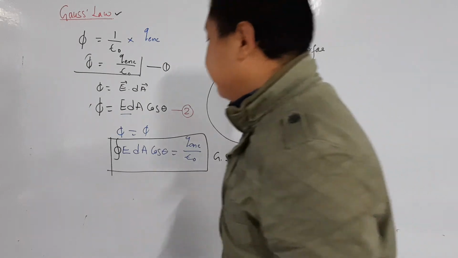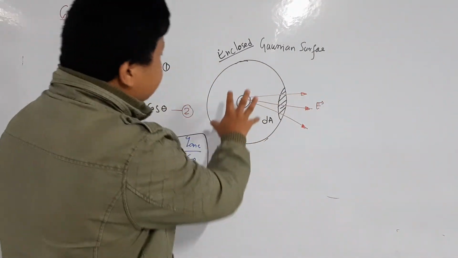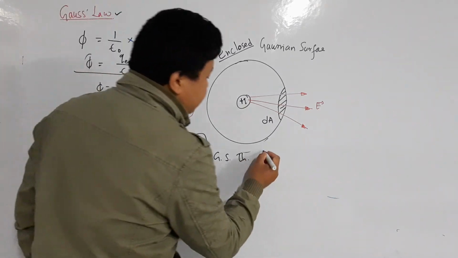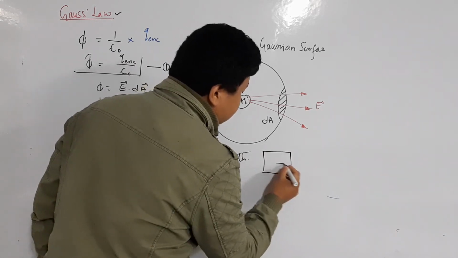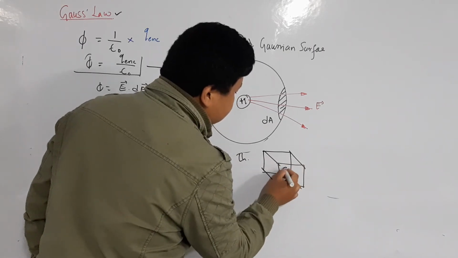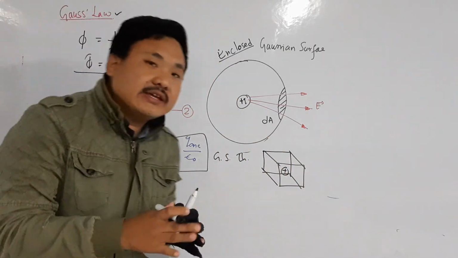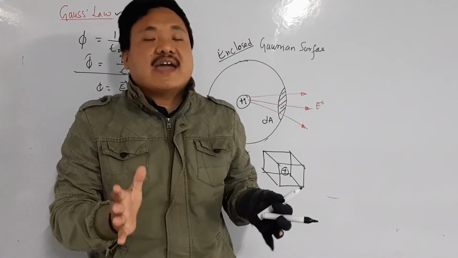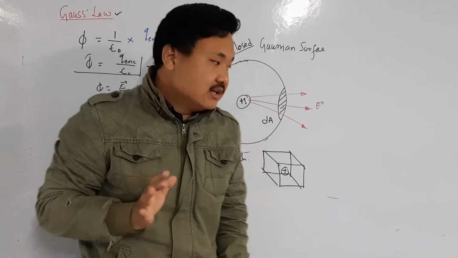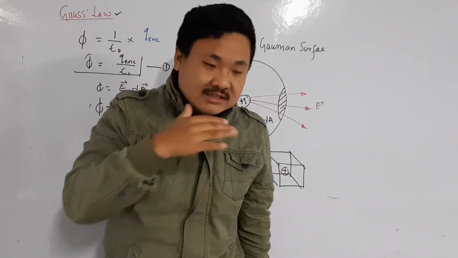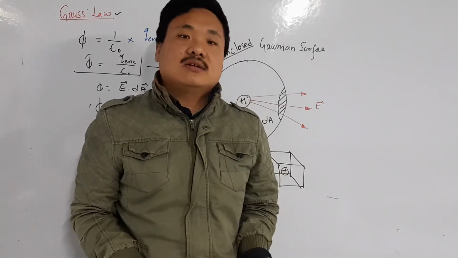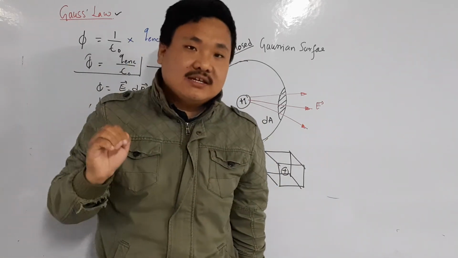This is a closed surface, and it could be anything. It could be a cube, it is not necessary that you should have a sphere only. You may have a cuboid, you may have a cylinder, and each of them has to be closed from each and every side. For example, if you take a cube, there are 6 sides, and all the sides should be closed. Only then can you apply the Gauss theorem.